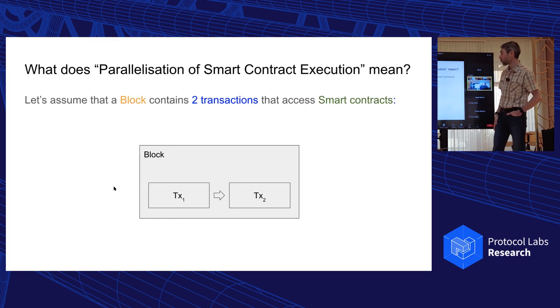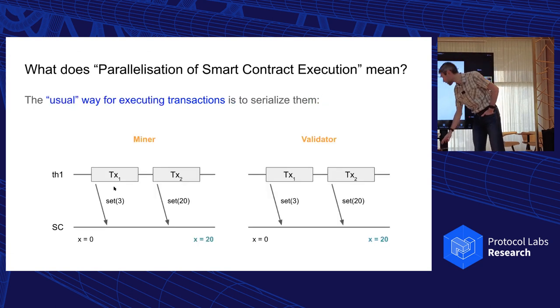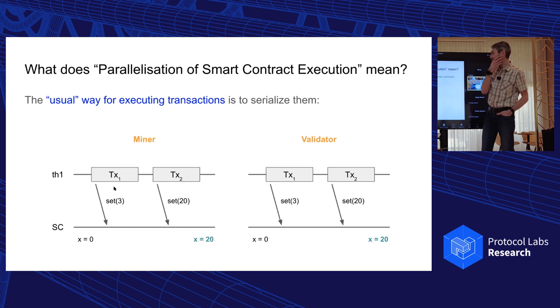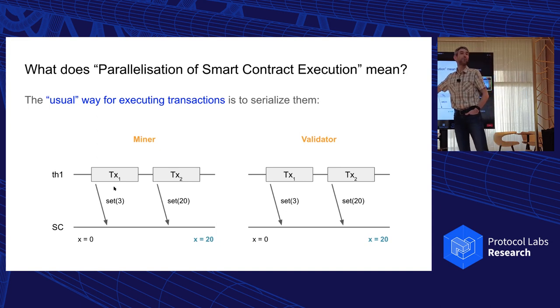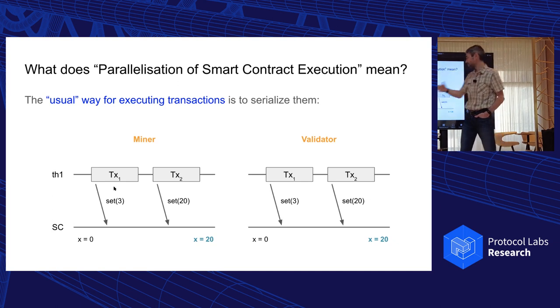So what do we want to do, actually? We want to parallelize smart contract execution. Let's assume that you have a block with two transactions, and they are linked within the block. As you were saying, what is very convenient is to have deterministic, sequential execution, one at a time. This is actually what most blockchains provide today. So transaction one will be executed before transaction two.